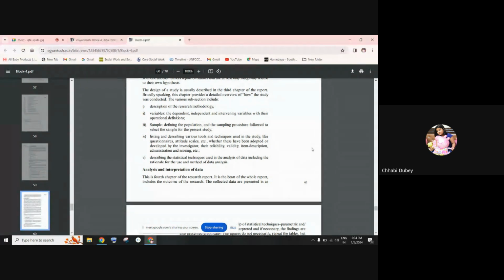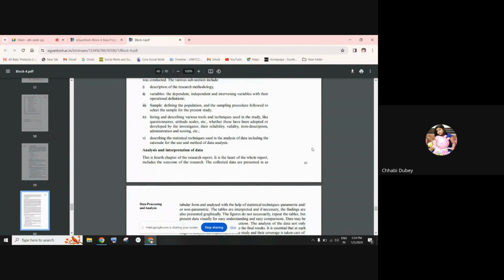The next part would be the analysis and the interpretation of the data, which is basically the heart of the whole report, and it will include the outcome of the report. The collected data here is presented in a tabular form. So we are going to present the data in a tabular form, and then analyze it with the help of statistical techniques. So the data will be tabulated and analyzed by use of statistical techniques.